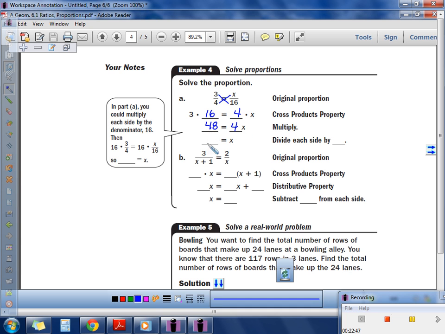Divide by 4, you get 12. That one is really quick. Part B is the most commonly missed one that I've seen. On this one, you have to realize that they're not all simple terms. I see 3 simple terms and one that's a little more complex. What's the one that's a little more complex?